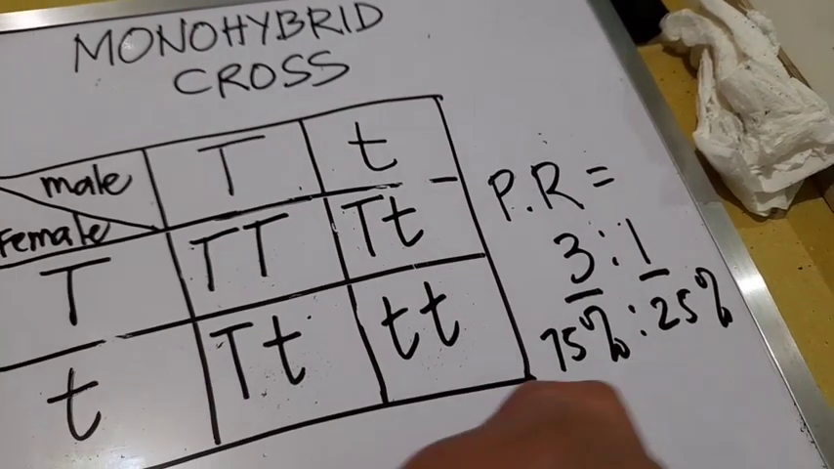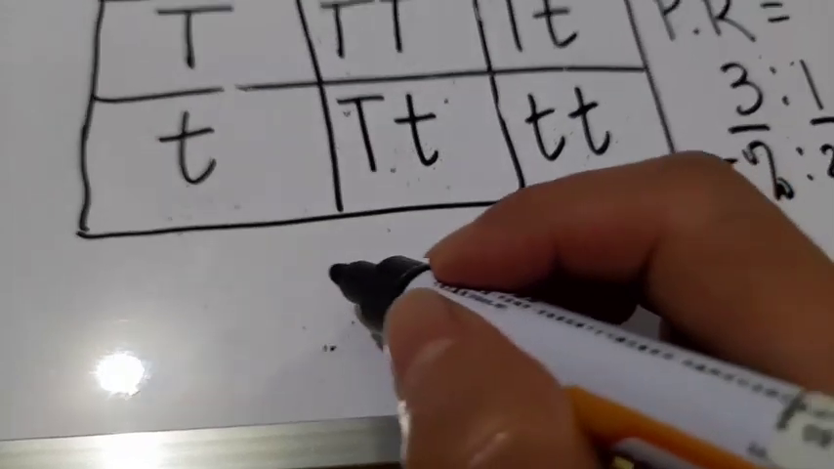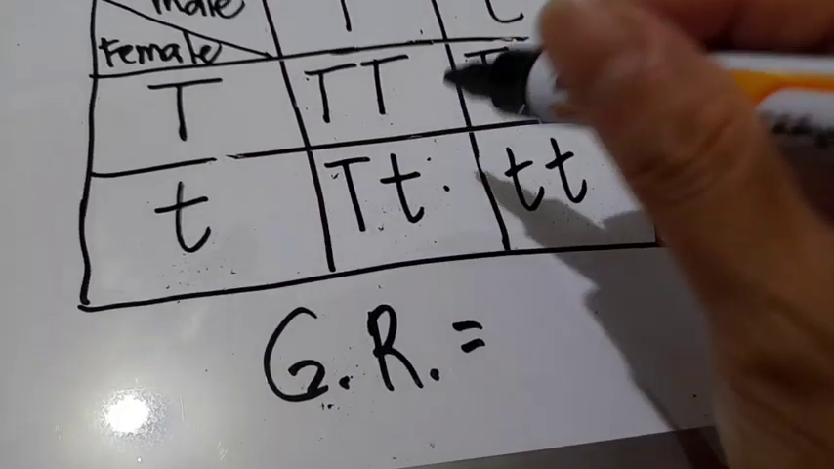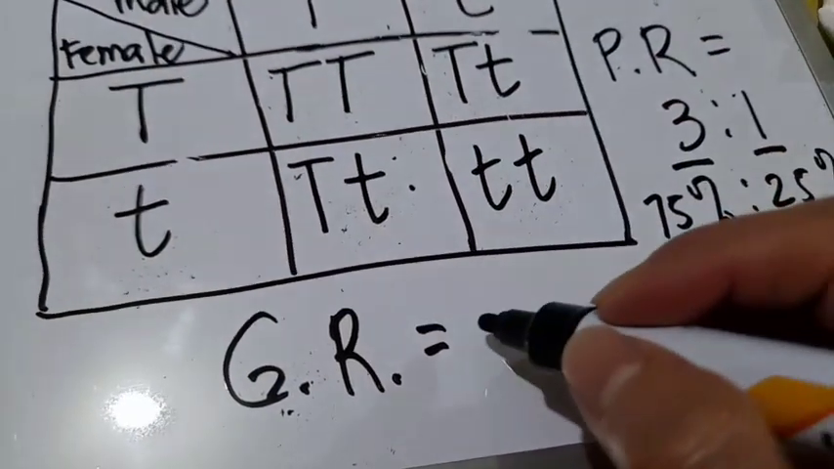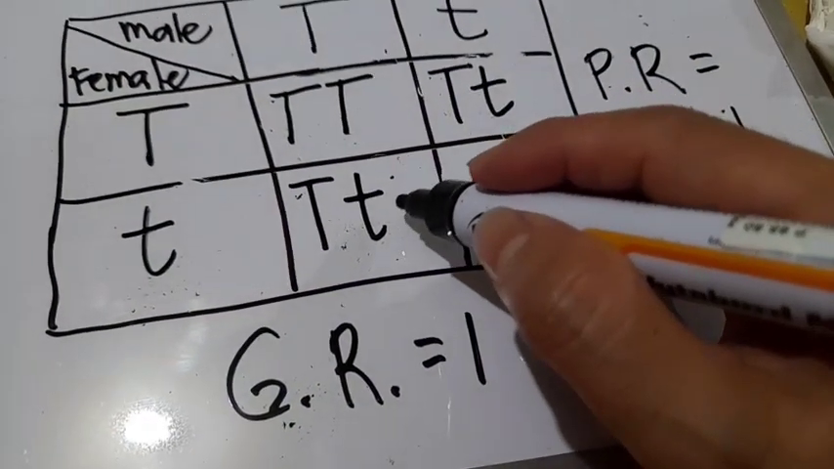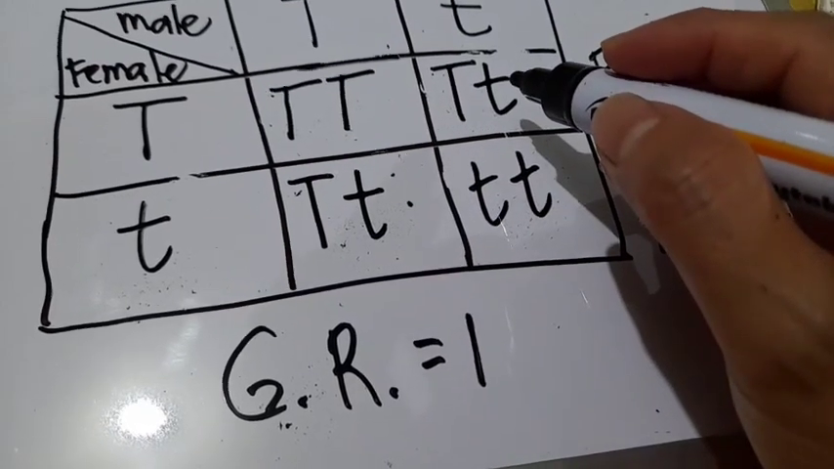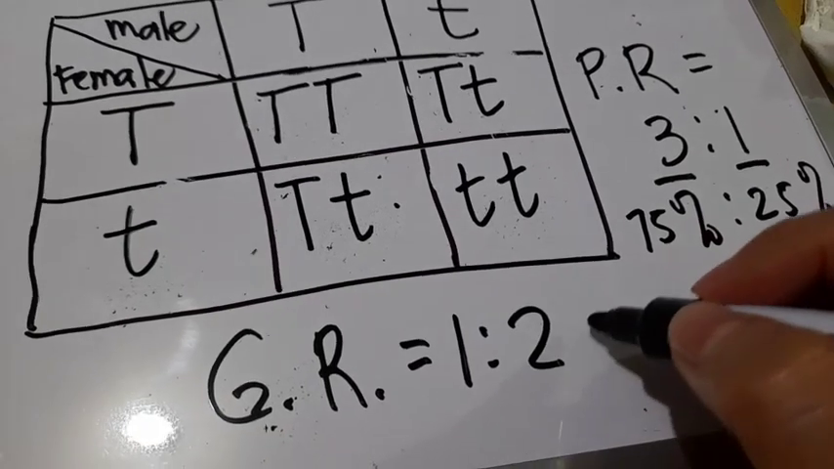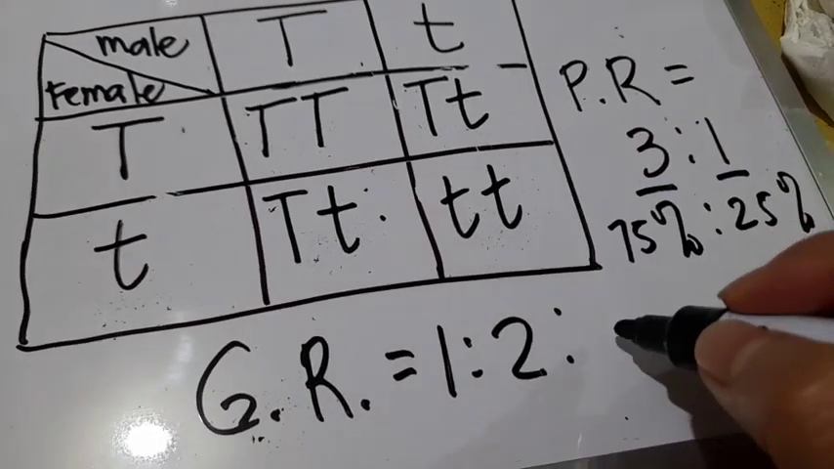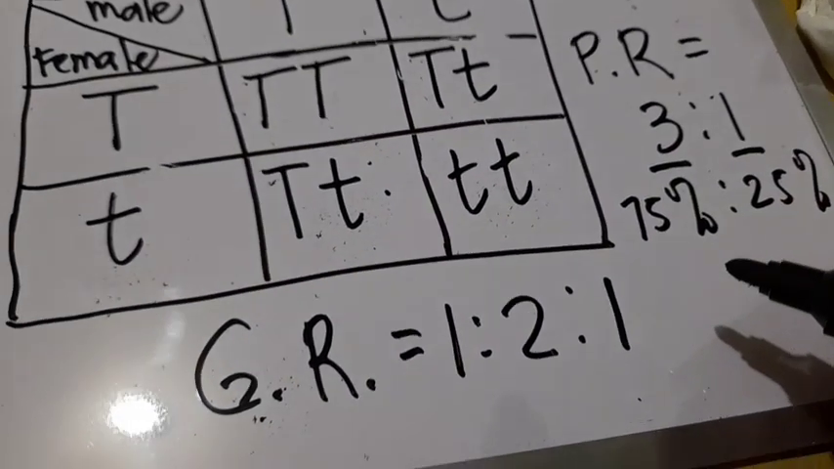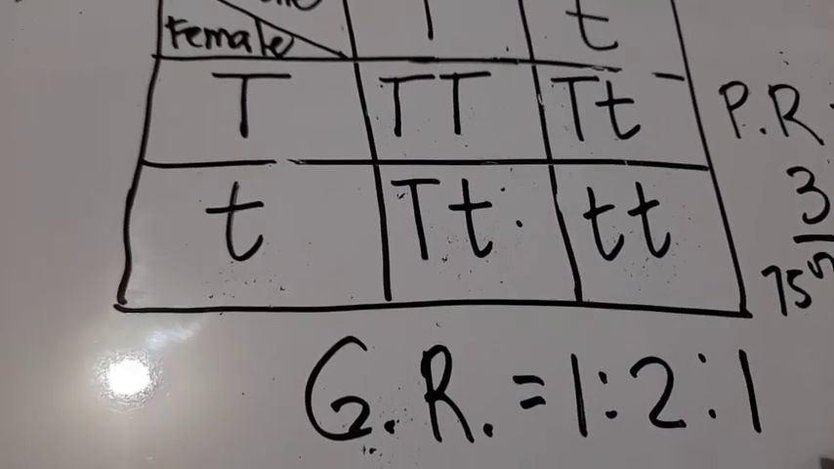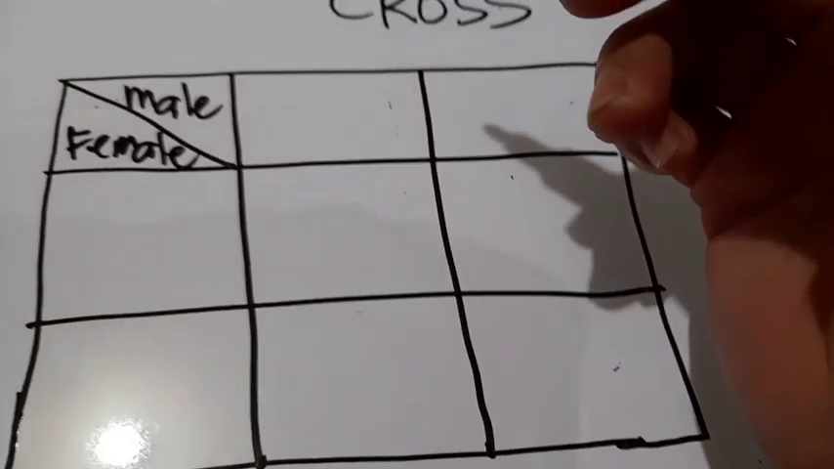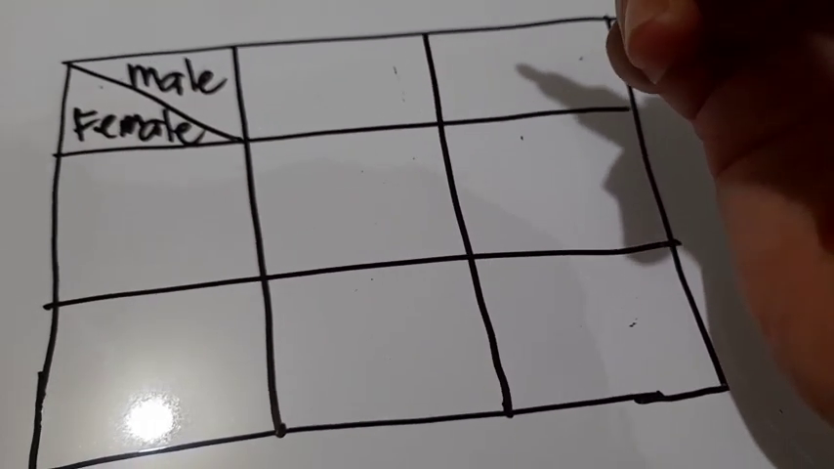How about the genotypic ratio, or the ratio of genotypes? So how many homozygous tall? We have 1. How many heterozygous tall? We have 2. And how many homozygous short? We have 1. So the genotypic ratio of this is 1:2:1. So let us try another problem.